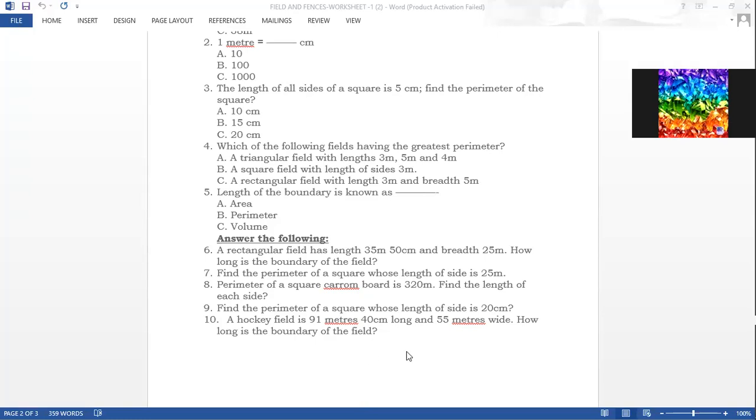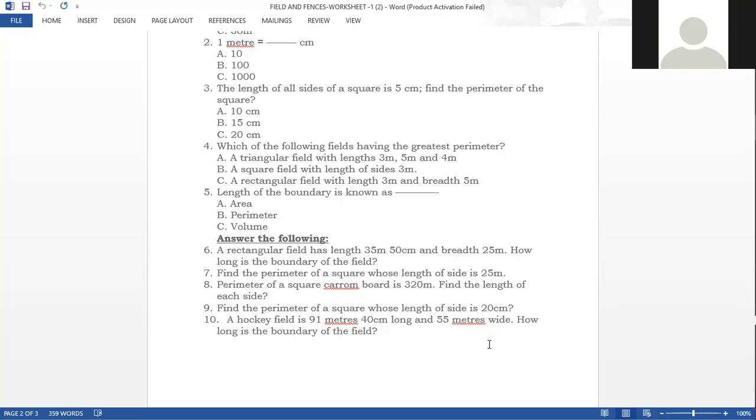Coming to the seventh question. Perimeter of a square whose side is given as 25. Square means 4 into side. 4 into 25 meters is 100 meters. Yes, correct. 100 meters is the right answer.